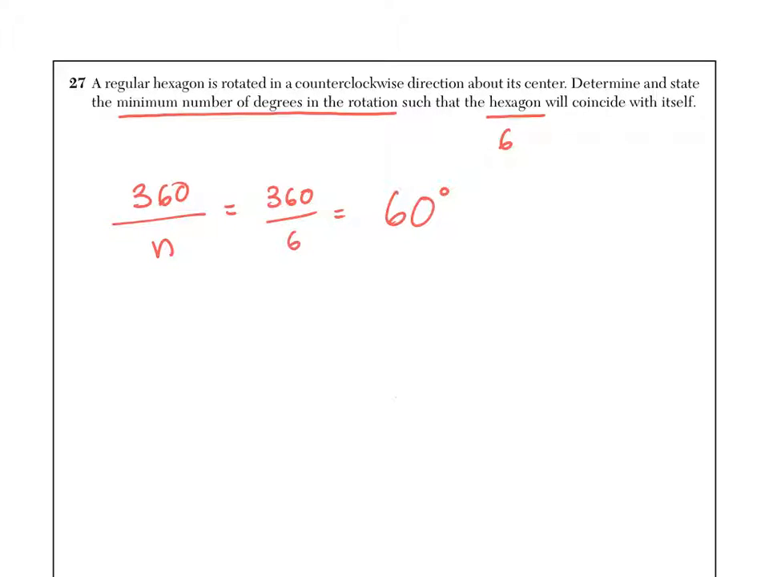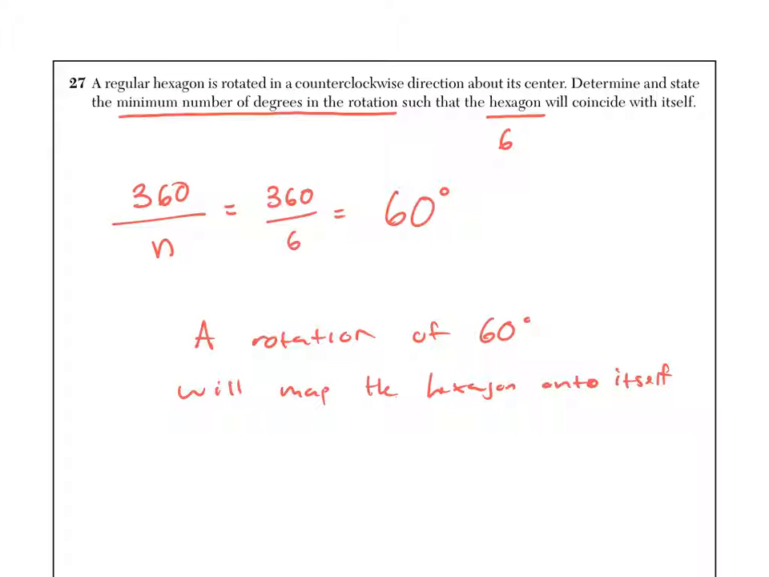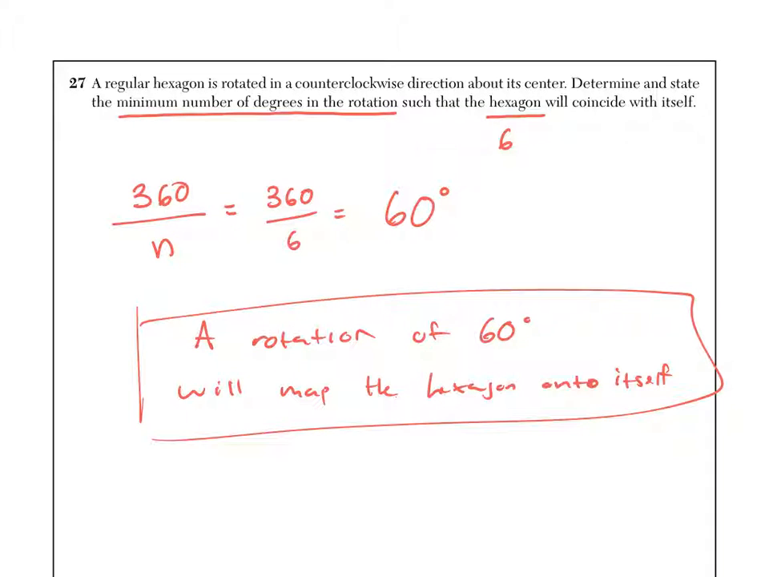So here, we just need a rotation of 60 degrees to map the hexagon onto itself. Nice and simple formula there. Map it onto itself, minimum rotation, easy formula.